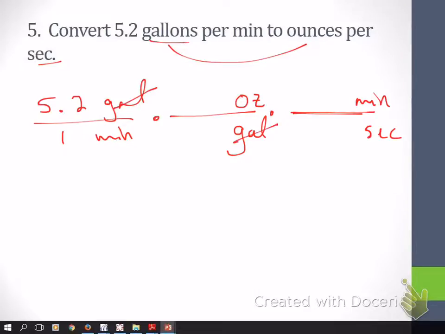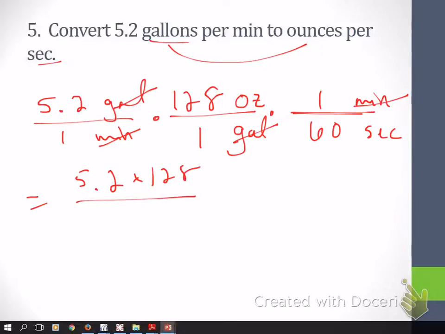So gallons divide out, minutes divide out, and I'm ready to place my numbers. In 1 gallon, there's 128 ounces. In 1 minute, there's 60 seconds. Okay. Now, multiply straight across: 5.2 times 128 over 1 times 1 times 60.